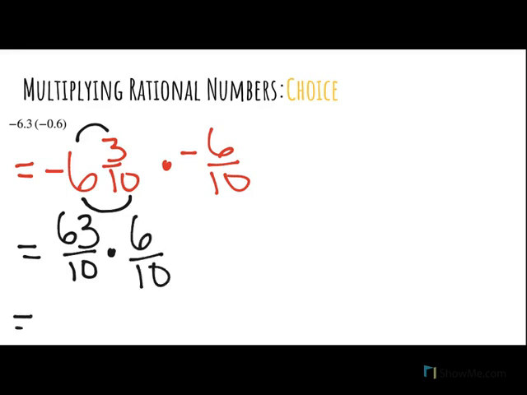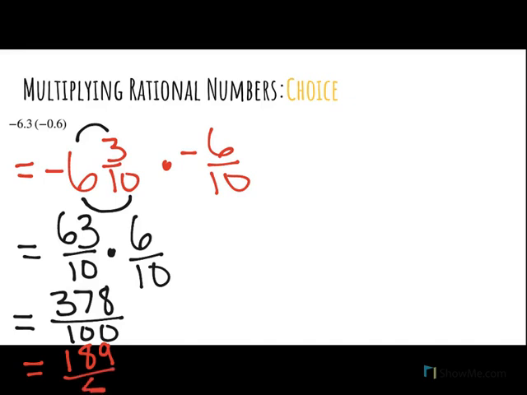Okay. So if I multiply these together, let's see, 6 times 60 would be 360. 3 times 6 would be 18. So this would be 378 over 100. All right, now do they have anything in common? I can take a 2 out of each of those. So if I take a 2 out of each of those, I would end up with, let's see, that would be 189 over 50. And that should be my final answer.